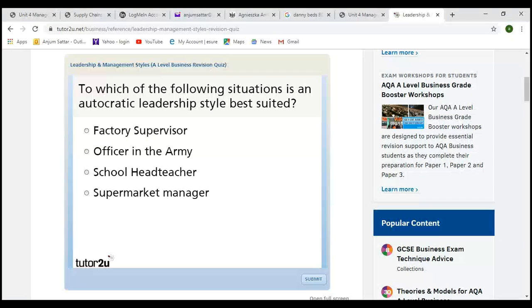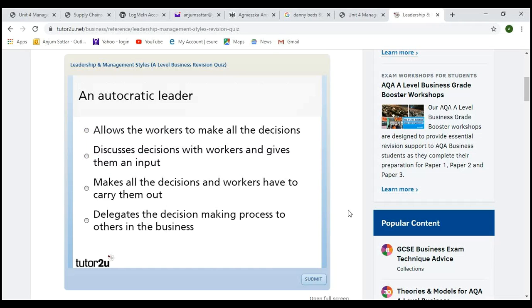Okay, next. In which of the following situations is autocratic leadership required? When is the autocratic leadership style required? Officer in army. Supermarket manager, or army officer? Which one do you think? I think army officer. Yes, if you're in the army, you're normally autocratic, not too much democratic.